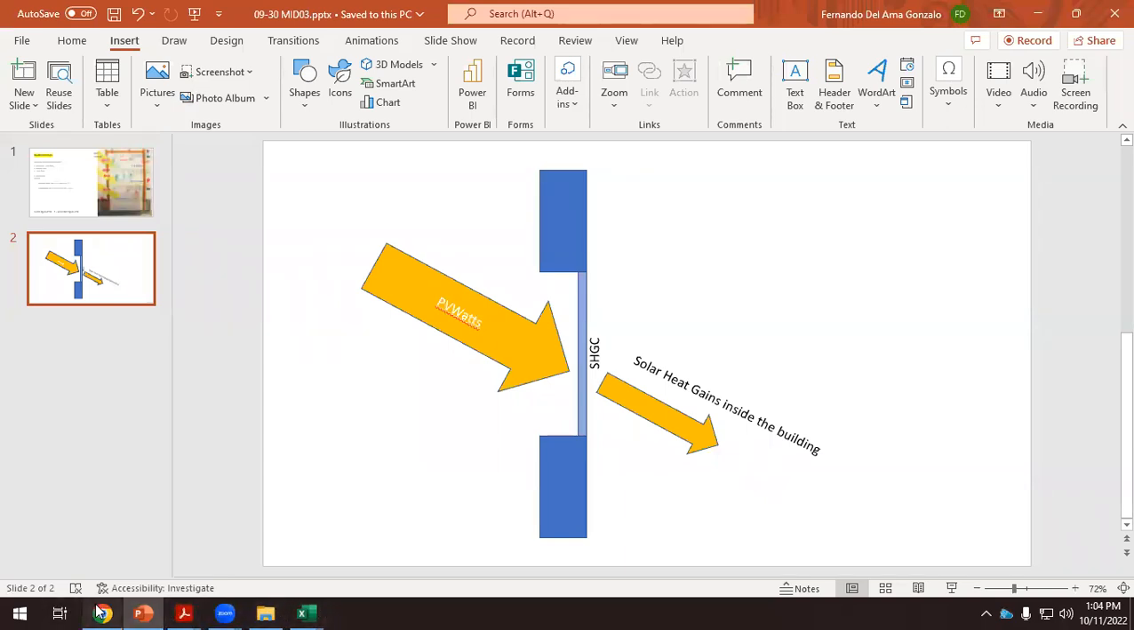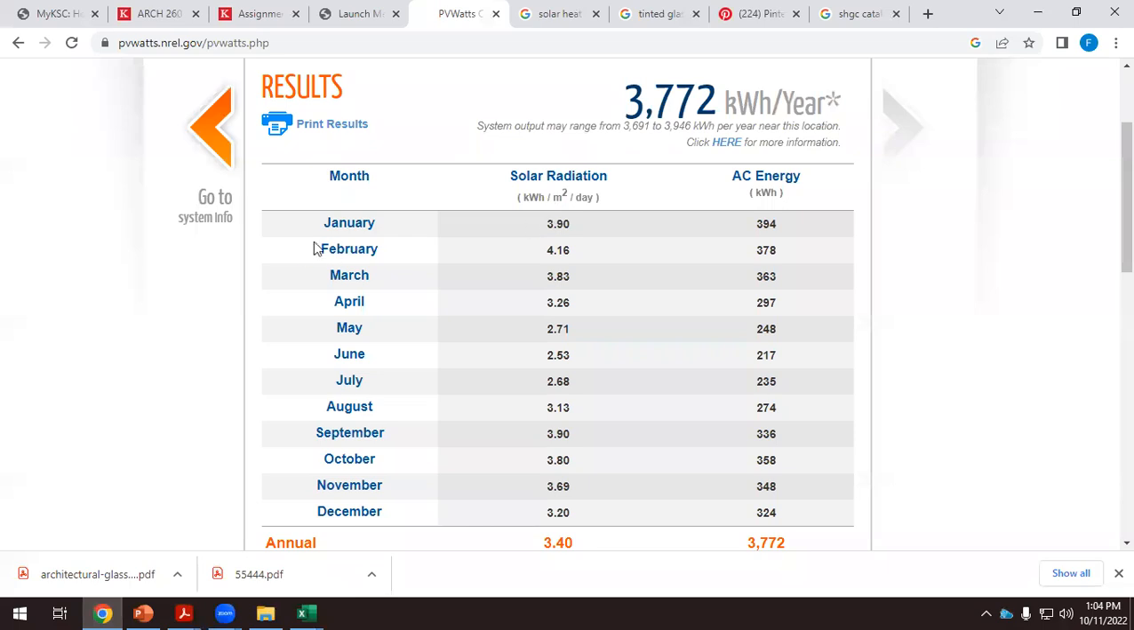Okay, so this is PV watts. In PV watts, we have different numbers for different months. This is the daily radiation, in kilowatt hours per square meter per day. That's what happens on a day in January, in February, in March. It's an average. We can have cloudy days in January, or we can have sunny days, but the average is 3.9 kilowatt hours per square meter. So this is energy per area.